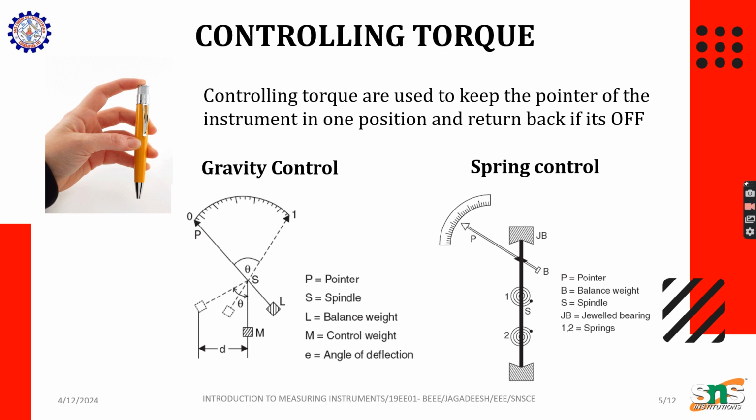There are two types of control actually used to stop the pointer at one particular position. One is gravity control, and another one is spring control. In spring control, springs will be utilized on the pointer spindle, and in gravity control, a balanced weight will be used for the pointer control.